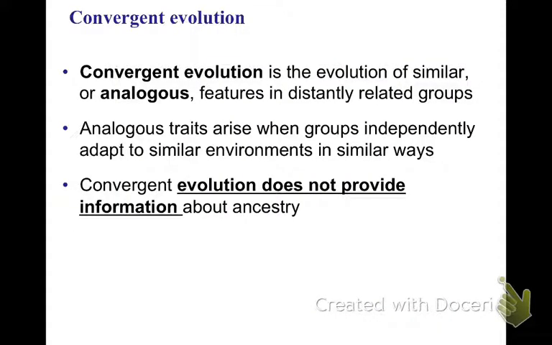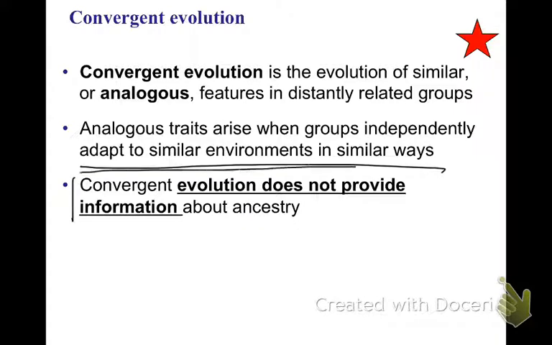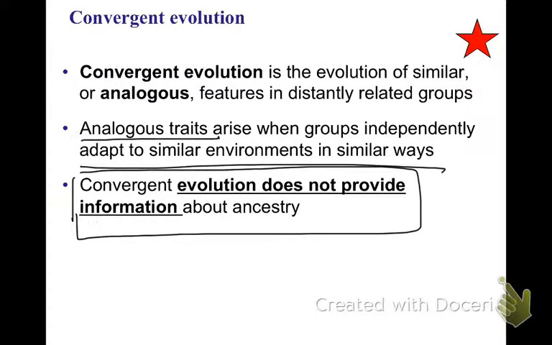So convergent evolution is a group of similar or analogous features in distantly related groups. They arise independently and adapt to similar environments in similar ways. So convergent evolution does not provide any information about ancestry. Analogous structures are arising because of similar environments.